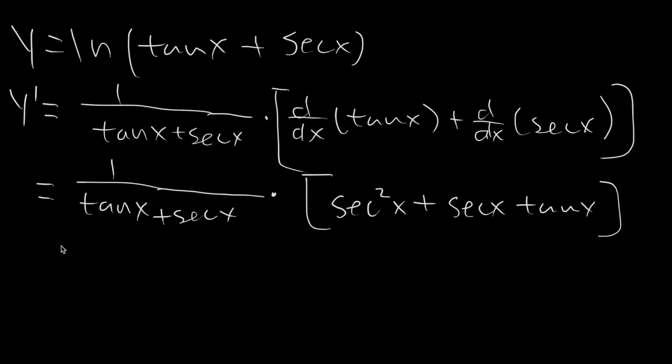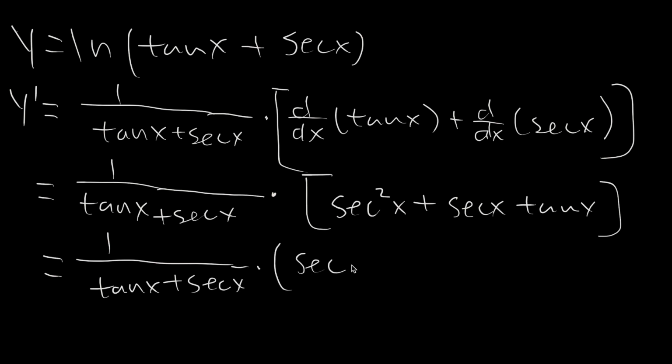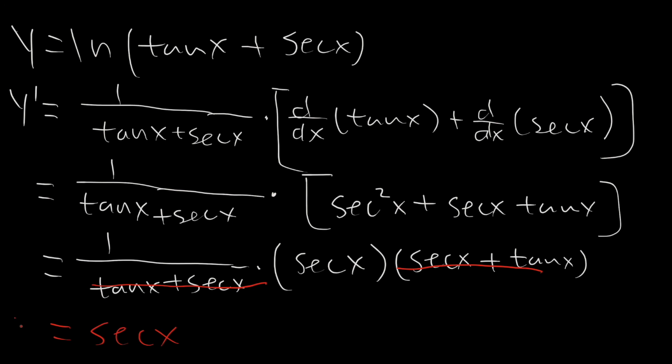Right. So now you can take the common term in this parenthesis. So it's equal to secant x times secant x plus tangent x. Now this part here cancels out, so this is just equal to secant x. This is a pretty special example because when we learn antiderivatives, you will see how this example is related to antiderivatives.